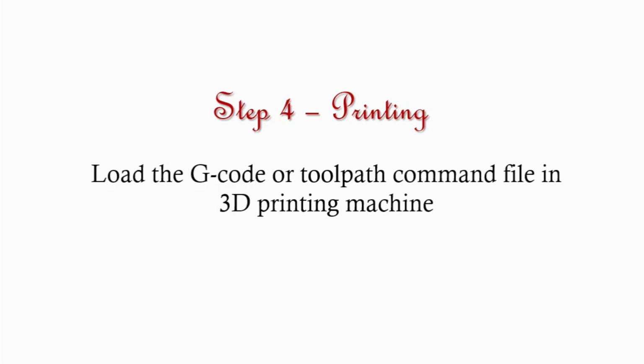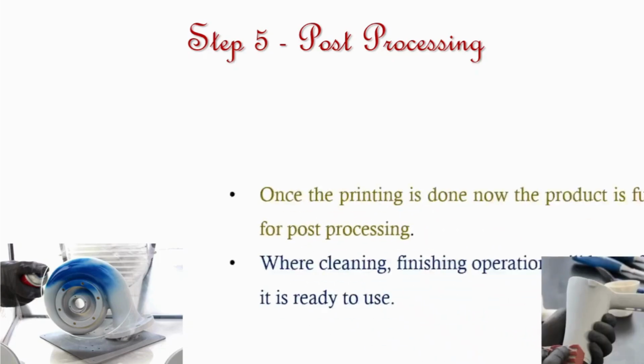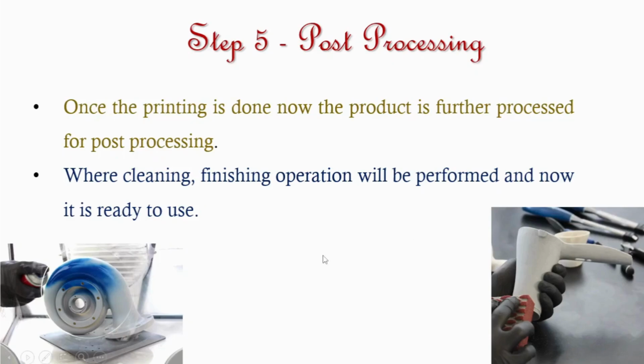Once you are done with the printing step, we can move ahead with step 5, and that is the post processing operation. So what is the post processing operation? Post processing is required to clean the surface material. Basically, once the printing is done, the product is further processed for post processing, because rough surfaces are there and we want to use the product with a clean surface. So here we are going to perform some cleaning and finishing operations, and after performing these operations, the product is ready to use. So this is the complete process of 3D printing from the start to the end.